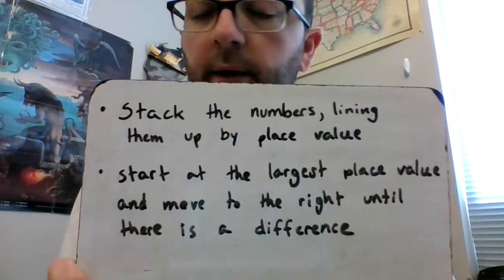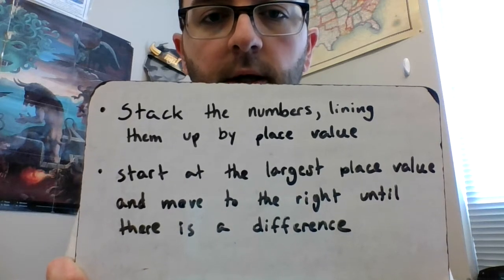So start at the largest place value and move to the right until there is a difference. So let me hold this up, and then I want to show you one or two examples from the book. Okay, so there we go.